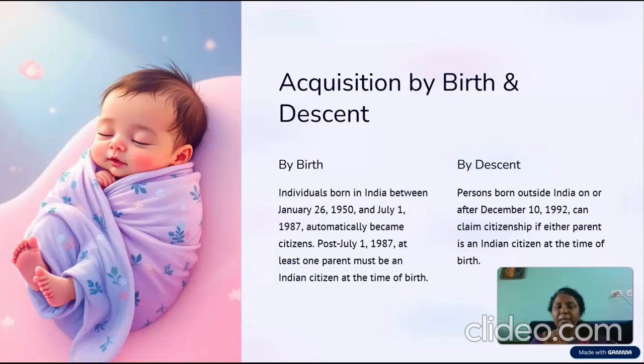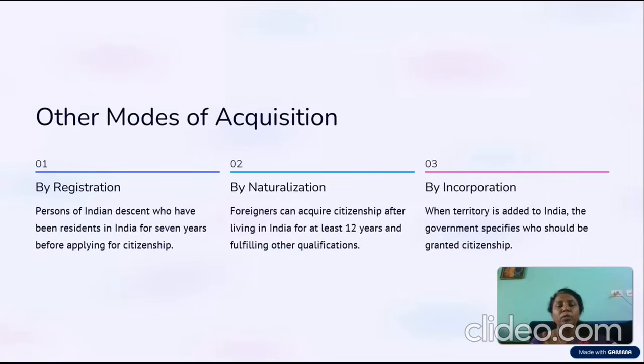Then by descent, that is, a person born outside India on or before December 10th, 1992 can claim citizenship if either of the parents are Indian citizens at the time of their birth. Apart from that, there are other modes of acquisition of Indian citizenship, by registration. Persons of Indian descent who have been resident in India for 7 years before applying for citizenship can register. Even if they are of Indian descent but living abroad, they can come and stay in India for 7 years and then apply for citizenship. That's what is meant by registration.